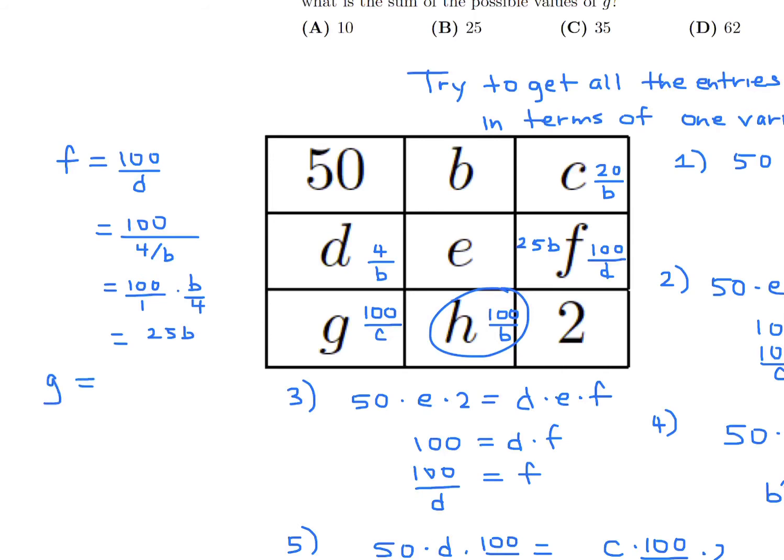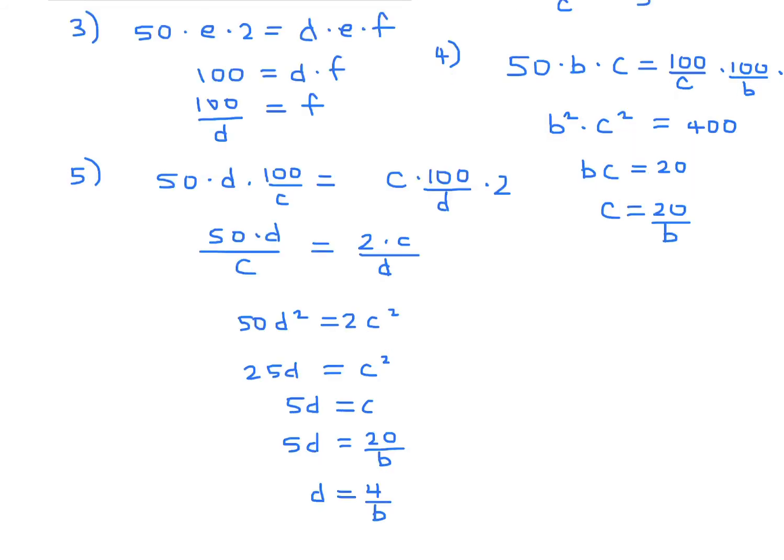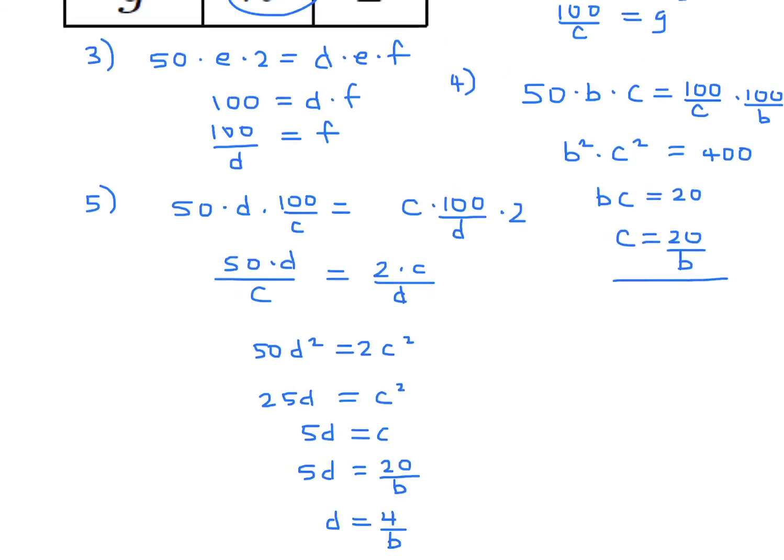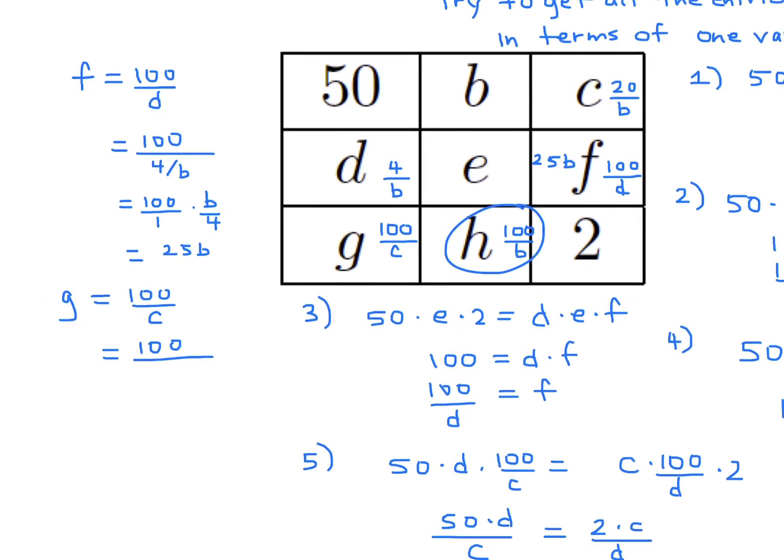We just have to get g. G is 100 over c. We want that in terms of b. So c is basically, I think we got it a little bit earlier. Right here we had c is 20 over b. Yeah, it's right here actually. So c is 20 over b, and therefore this looks like it basically becomes 5b.